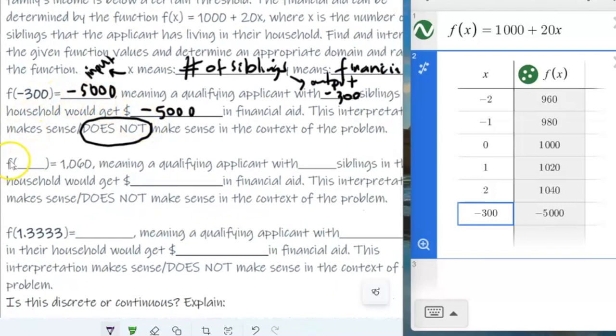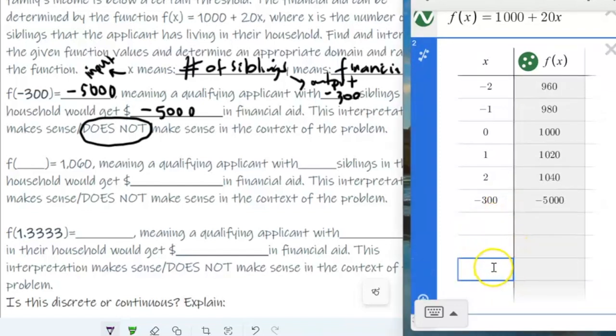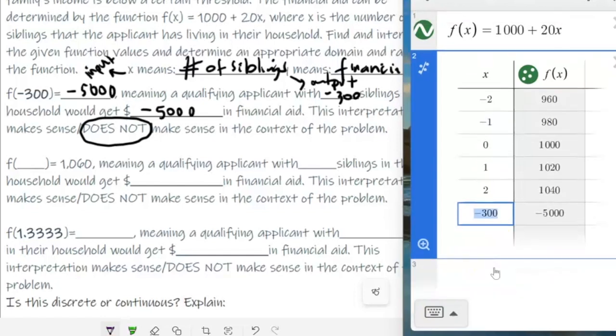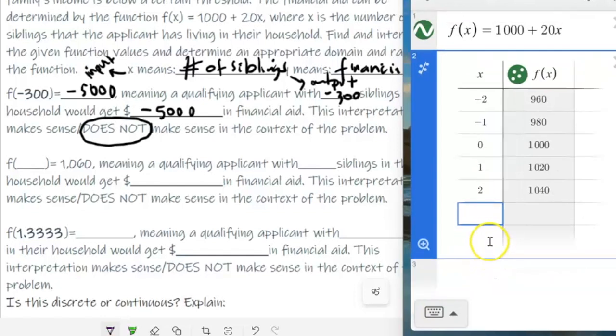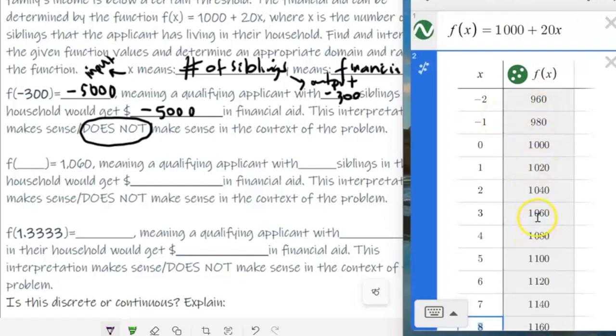It says f of, I don't know what my input is, but my output is 1060. So I'm looking right here. Where's my output? 1060. I don't see it. So if I come to the bottom and press enter, you see it doesn't give me any value. So I'm just going to delete those inputs. I have to delete everything that I put in. So I delete it. I come to the bottom of what originally was there and I press enter. And I'm looking for an output of 1060, which is right here. So my input must be 3 siblings.